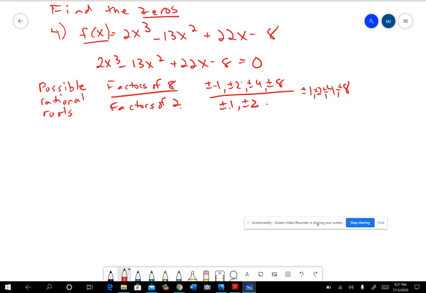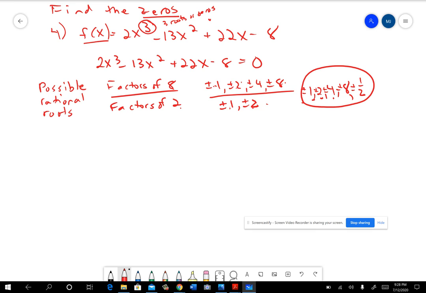And then 1 over 2 would be a half. Now when I go and do 2 over 2, I've already got that because that's simplified to 1. When I do 4 over 2, I've already got that because that's simplified to 2. And when I do 8 over 2, I already have that because that simplifies to 4. So I have these 10 possibilities, the 5 positive ones and the 5 negative. Okay, and then notice it's degree 3. So there's 3 roots or zeros.